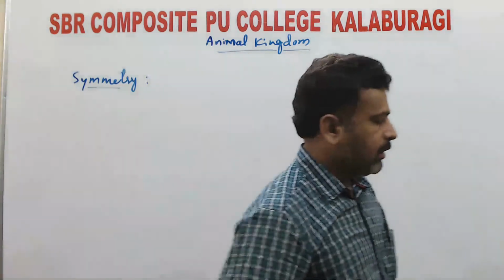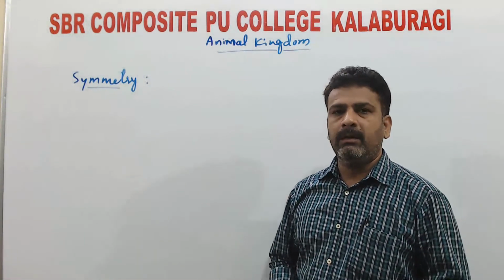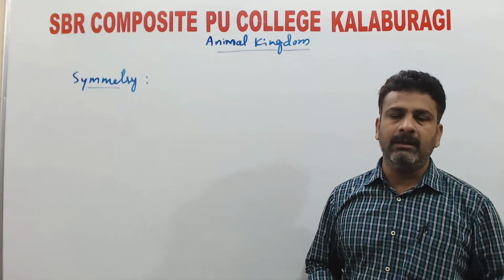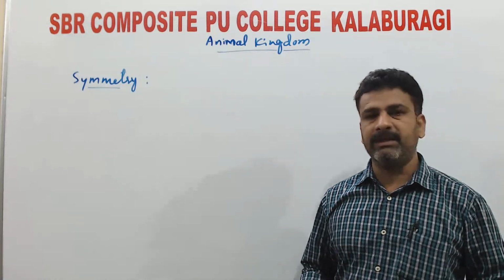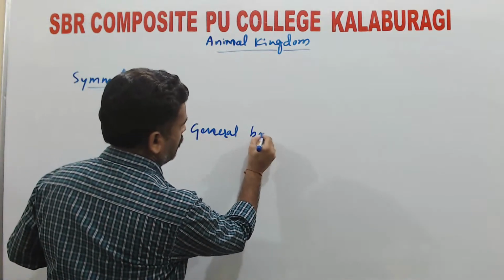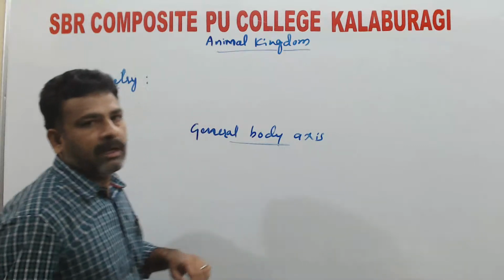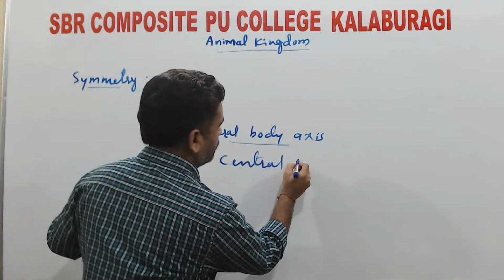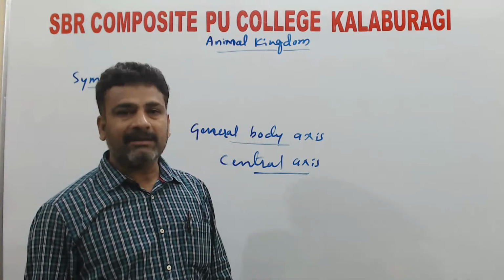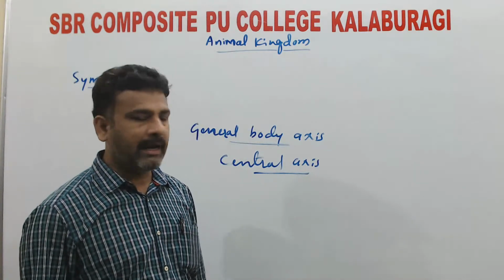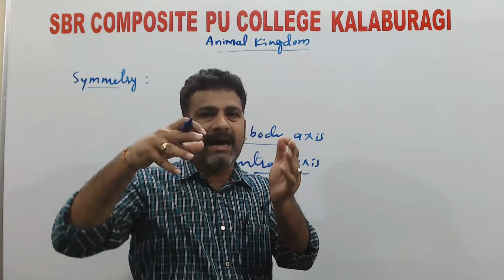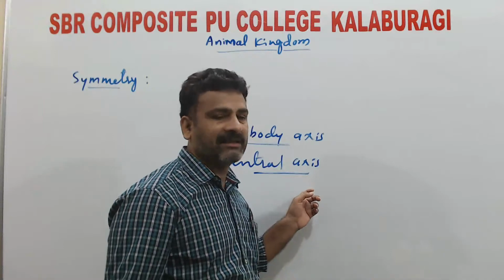The body symmetry. What do you mean by symmetry? As you know, the most obvious feature of animals is the presence of a general body axis, that is, the central axis of the body. This central axis is mainly formed by the aggregation of various organs, organ systems, or tissues around it. They get arranged in a systematic pattern that helps in formation of the central axis. So this is the central axis.